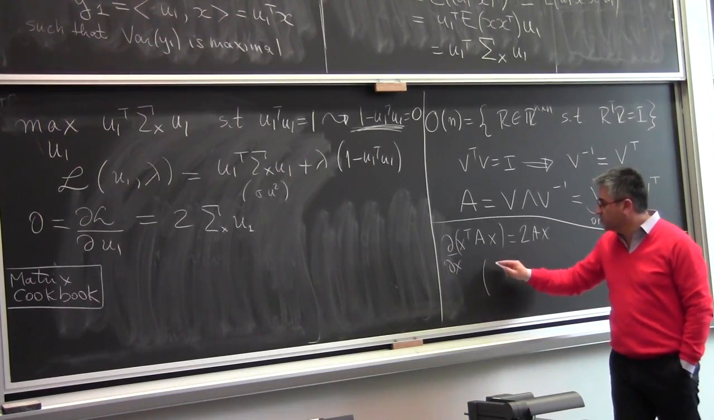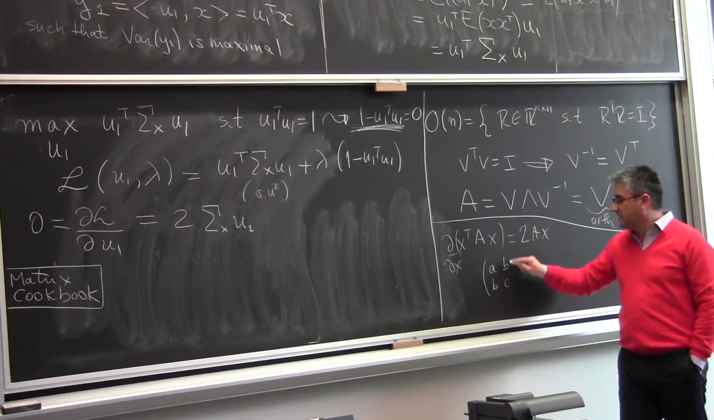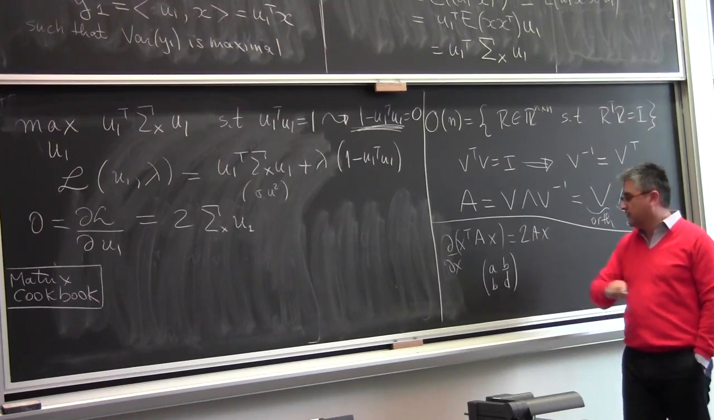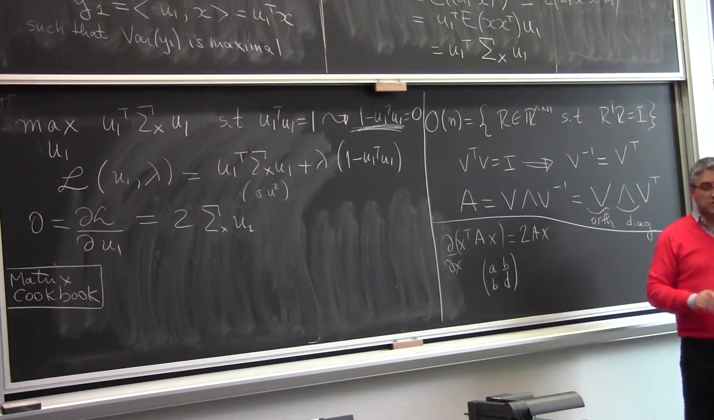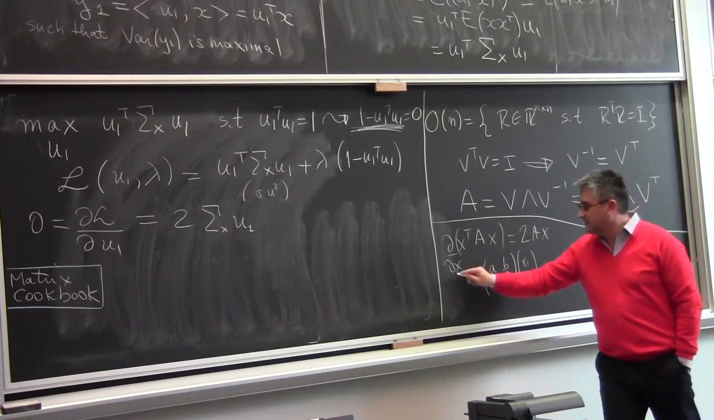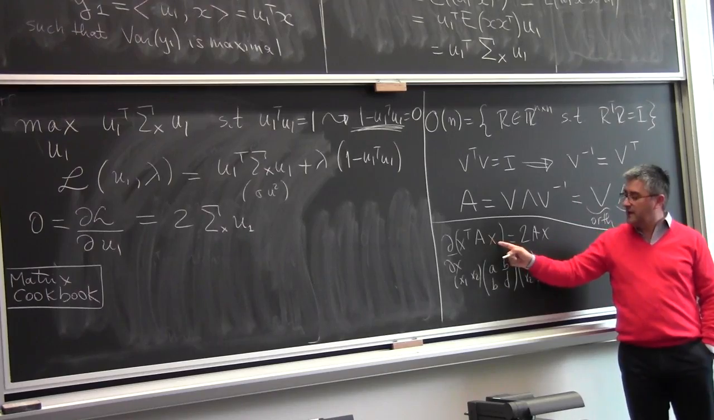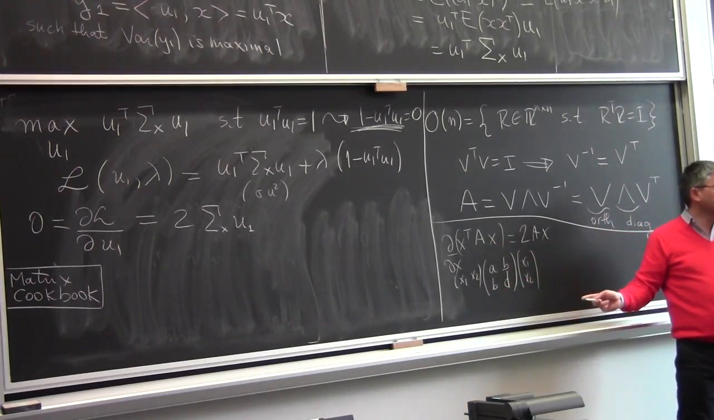So suppose that this was 2 by 2. So you have A, B, B, and then you have C. Actually, let me put a D. Okay? So that's the matrix. And this is now x1, and this is now x2. And this is now x1, and this is now x2. Right? So that is my X transpose AX. It became that. Everybody follows?